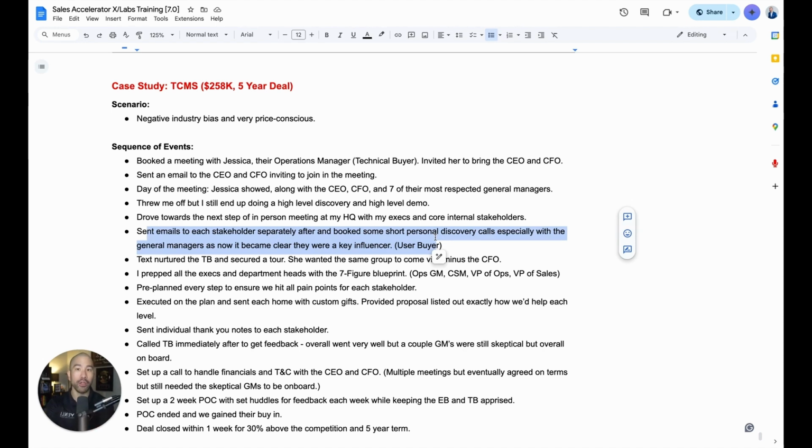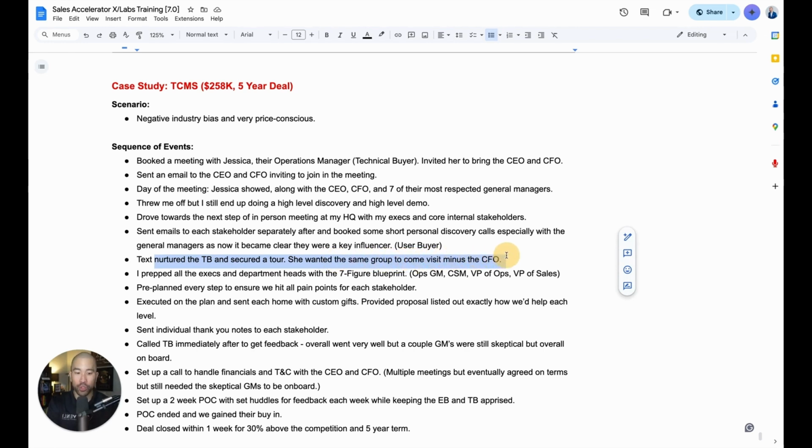So they knew that the C-suite needed to make sure these locker room leaders were for sure bought in. All right, but they're user buyers at the end of the day. Okay, so I would then text nurture the technical buyer, and mention I secured a tour. She wanted the same group to come minus the CFO. I'm like, okay, that's totally fine.